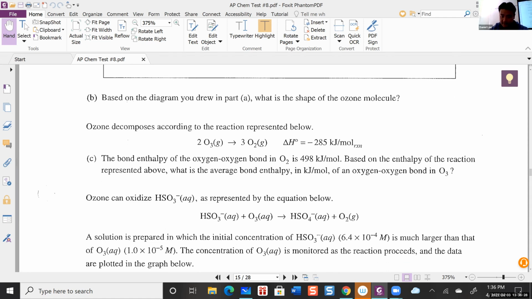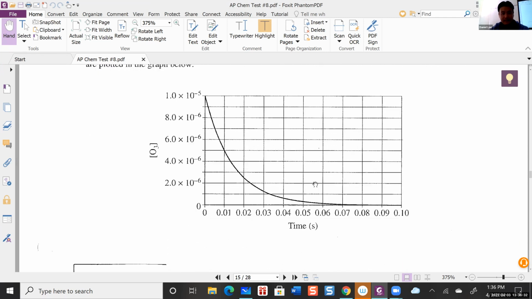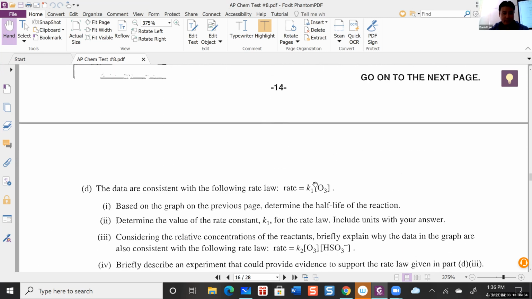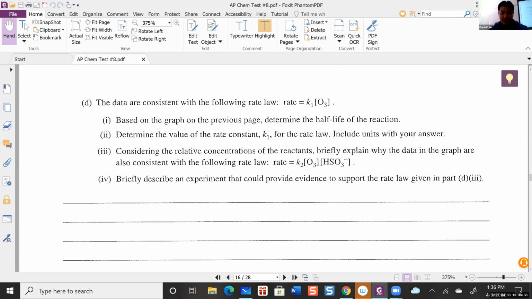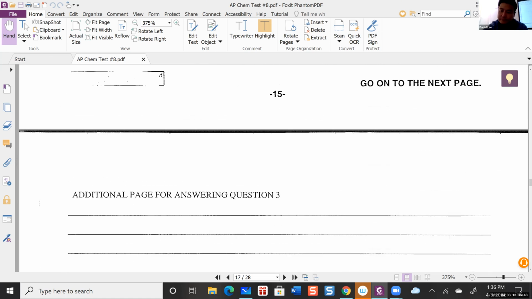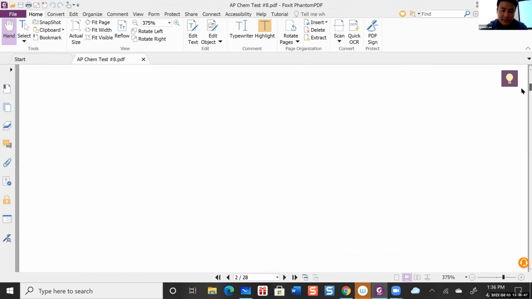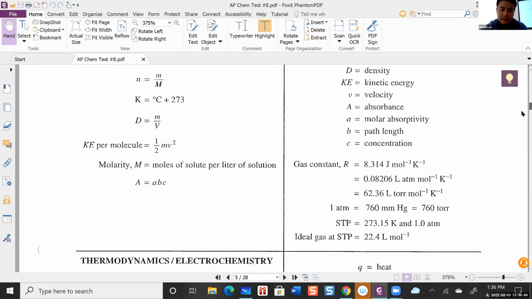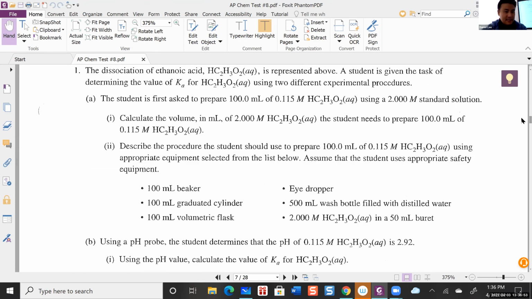I see maybe some kind of kinetics coming up here, okay? Kinetics: zero, first, second order, half-life, rate constant, and so on. Okay, yeah, so that's it. So let's go back. It looks okay so far. Again, you'll be given a whole bunch of constants and equations. So let's begin with this and see how this goes, yeah?